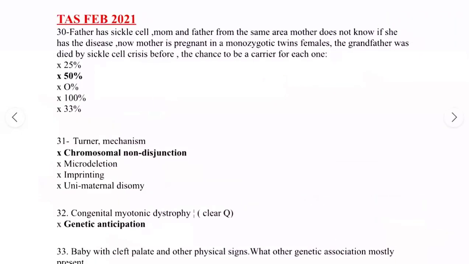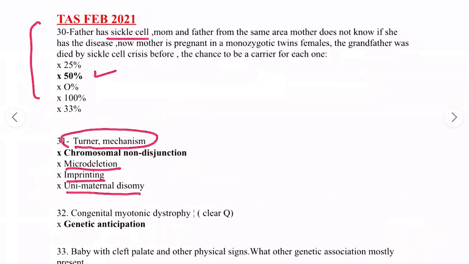Next, this is again the repetition of the same sickle cell, 50% chances. Turner mechanism: non-disjunction, microdeletion, imprinting, or uniparental disomy. So what is the answer here? This is aneuploidy, 45 with one X missing. Chromosomal non-disjunction, yes, this is the correct answer here.